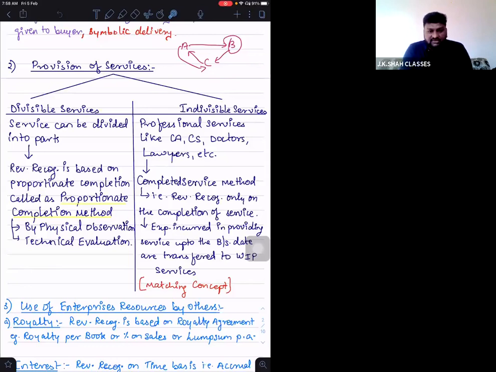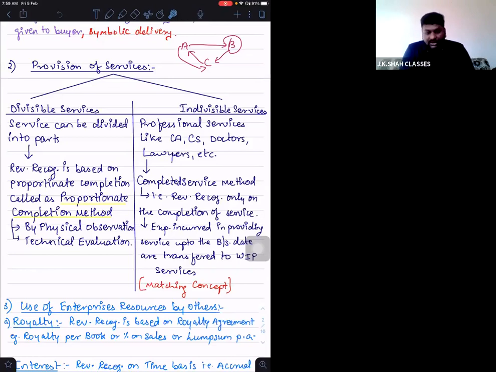Sir, indivisible services means these services cannot be broken into parts. These are services performed as one single act. Divisible services are performed in different acts. So whenever a particular act is completed, you can record the corresponding proportionate revenue. But sir, here it is a prolonged single act. You cannot break it into parts. Generally, these are professional services like doctors, CA, CS, lawyers, etc.